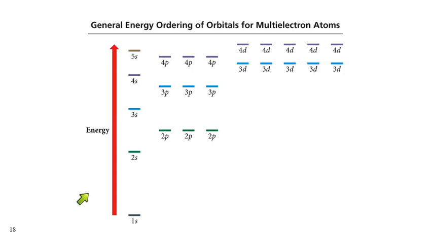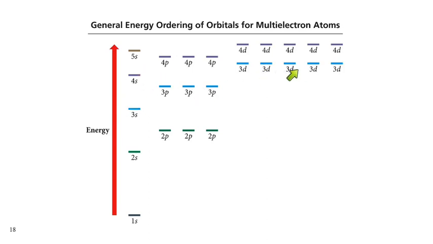Okay, so this is a general ordering of orbitals for a multi-electron atom. So here's the 1s orbital. It's got the lowest energy. 2s is next, and then 2p is a little higher. The 2s is lower because it can penetrate into the space of the 1s orbital and get closer to the nucleus. 2p is higher. It doesn't penetrate as well. The 3s orbital, the sublevels, are higher in energy, and again, s is lower than p due to penetration. But now things are getting closer and closer together.